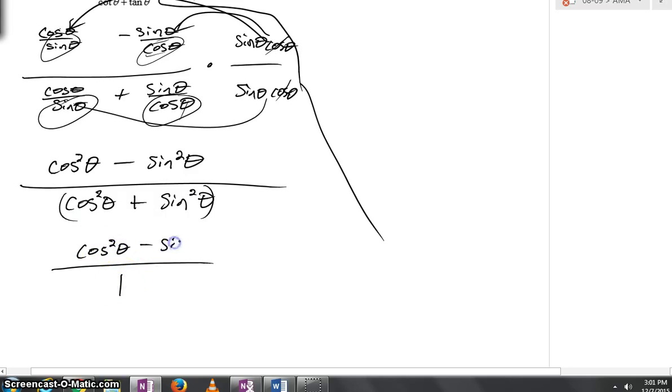And with that formula sheet that we have, you can look right here and say, well, that's one of the 3 forms of the cosine of 2 theta. This is it. And this is what we need to arrive at.